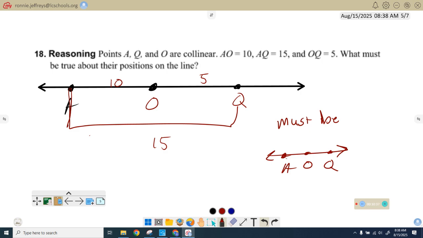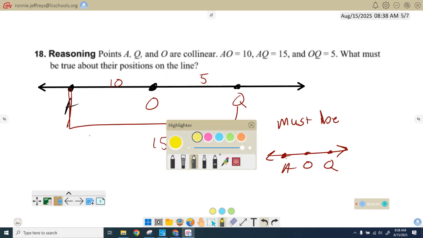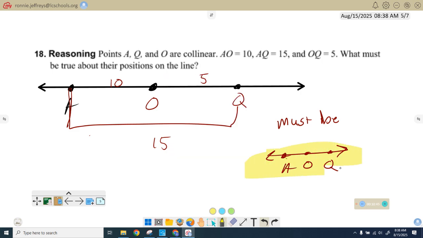The top thing was me trying to figure it out. This is how I answered it. To me, that's the only way that would make sense, if O and A were right beside each other to make 10, and then the other one would be 5, and all of it would be 15. If you put it in any other order, it doesn't make sense.